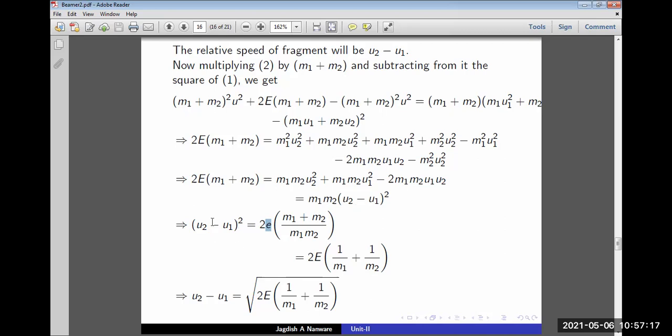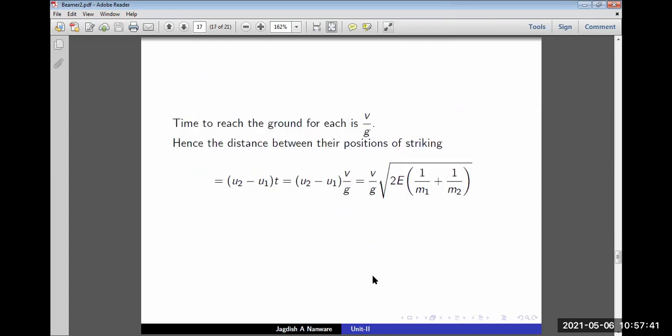So the square of the speed is equal to 2 times the additional kinetic energy into the sum of the reciprocals of the masses. Taking the square root on both sides, we get u2 minus u1 is the square root of 2E (1 upon m1 plus 1 upon m2). So this is the relative speed of the fragments. The time to reach the ground for each is v upon g, and therefore the distance between their positions of striking is nothing but time into speed.